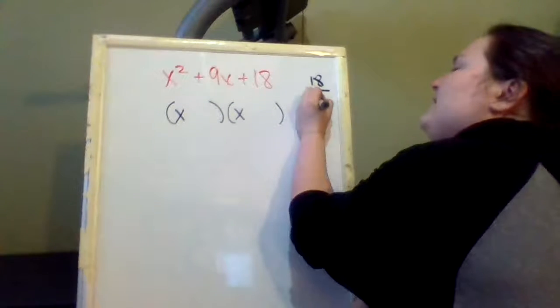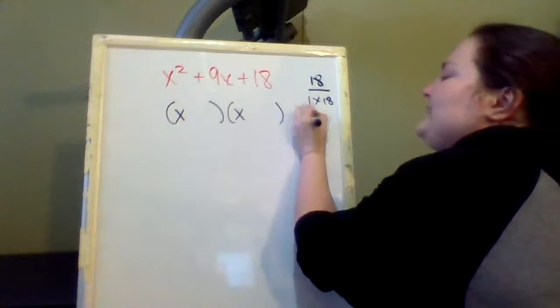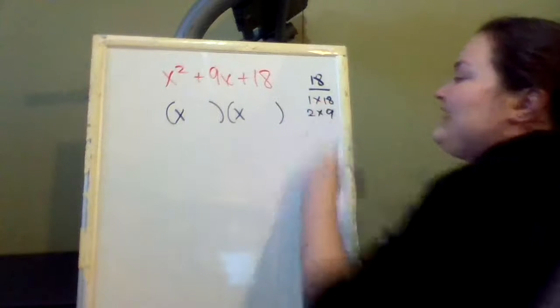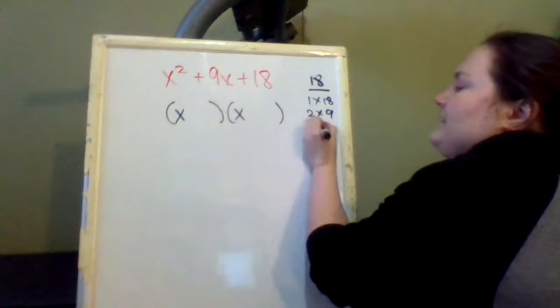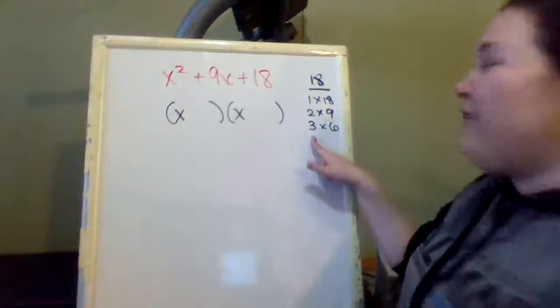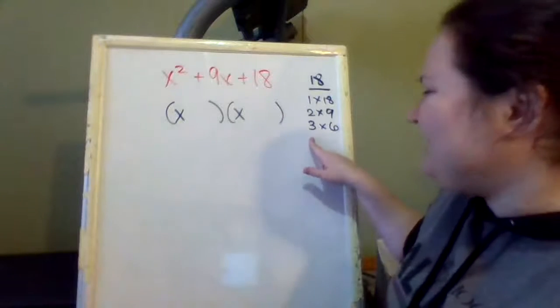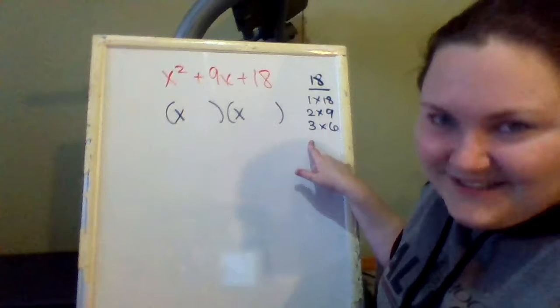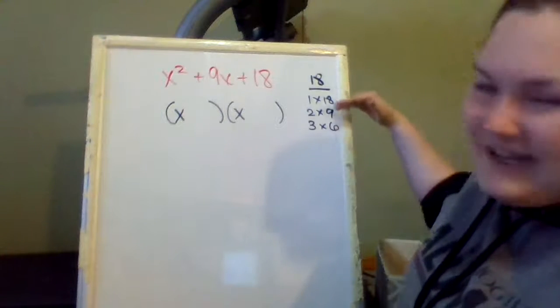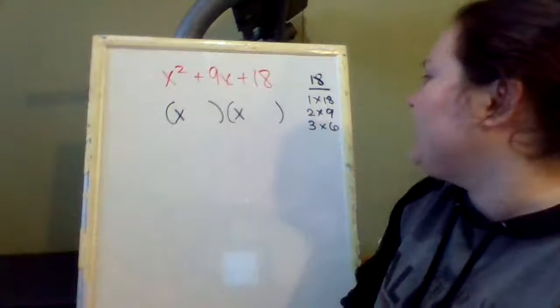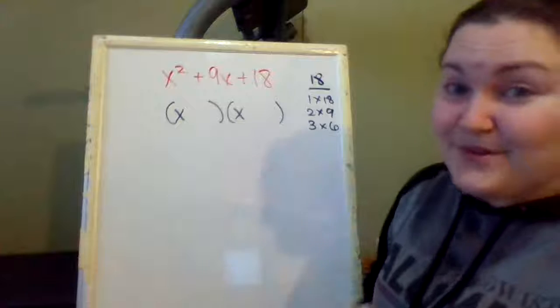So we could say 1 times 18. We could say 2 times 9. I like keeping them in order, so notice 1, 2, 3, 3 times 6. 4 would be next, but 4 doesn't go into 18. Then 5, but 5 doesn't go into 18. And then 6 is already on our list. So that's how you help keep your list organized. Got 3 pairs of numbers. Do you know which one we're going to go with?